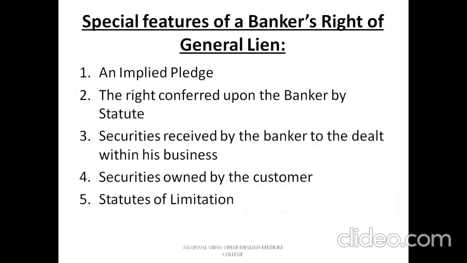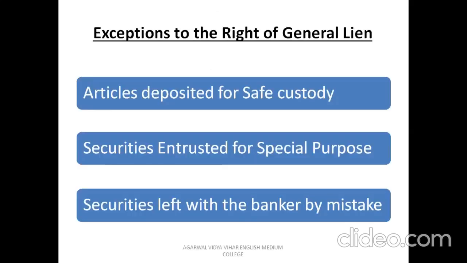In that we discussed these 5 features. First one is the implied pledge. Second one is the right conferred on the banker by statute. The next one is the security which is received by a banker to be dealt with in his business. The next is the security which is owned by the customer. And the next one is the statute of limitations.